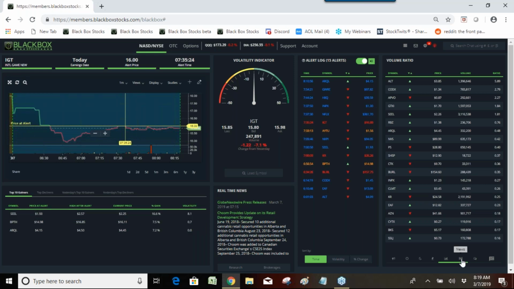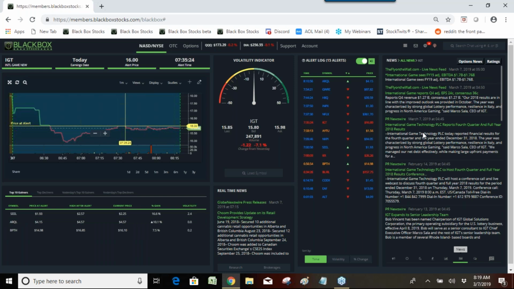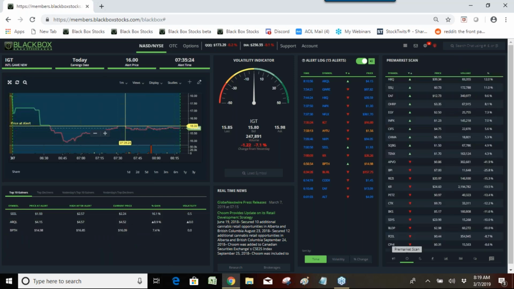IGT, let's see what kind of news we got over there. I don't know much about IGT. Oh, International Game Technology. Yes, I do actually. ER. So everything's ER related right now. So all three of these are shorts on ERs.